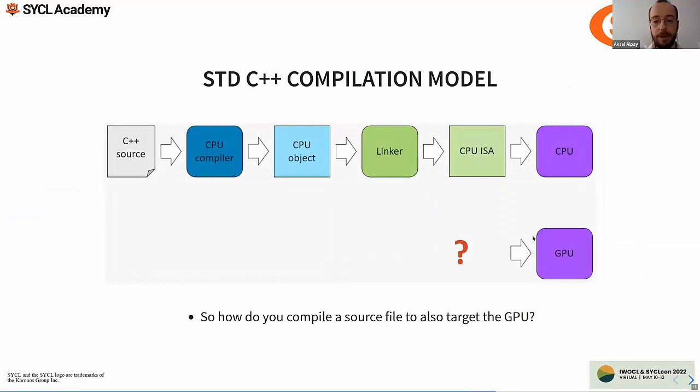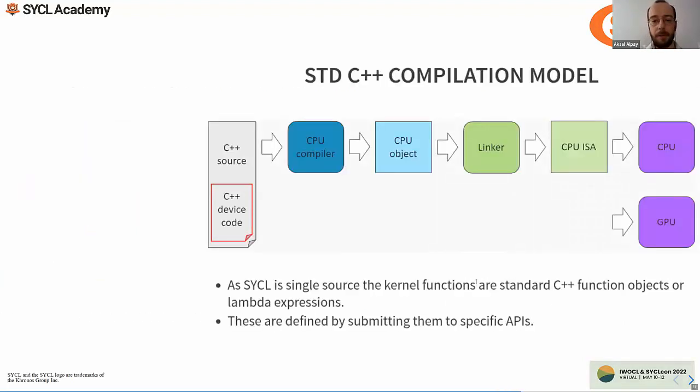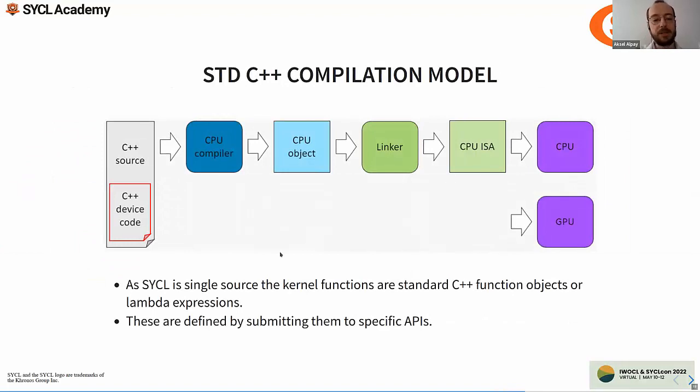Now, if you want to offload some work to some other accelerator, something like a GPU, for example, then how do we actually extend this compilation process so that things can also run on the GPU? So in this case, we not only have our regular C++ source code, we also have in the source file parts that are intended to run on the device, our kernels. And these are commonly expressed in SYCL as either function objects or lambda expressions, and are then submitted using specific SYCL APIs such as parallel_for.